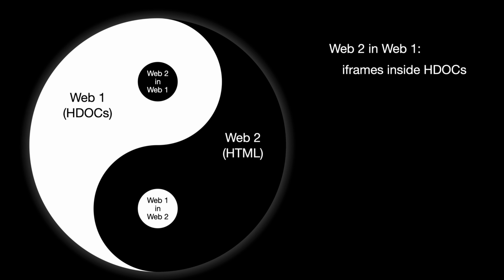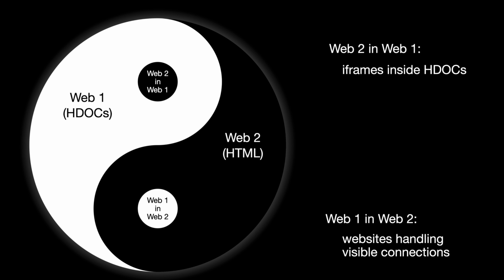The white circle represents Web 1 inside Web 2. This hasn't been implemented yet, but here's what it could look like. There's a category of apps often called readers. Apps that let you save web pages in a clean format and sync them across devices.